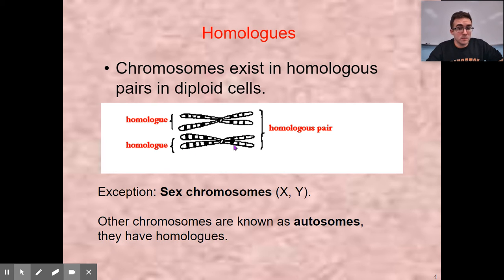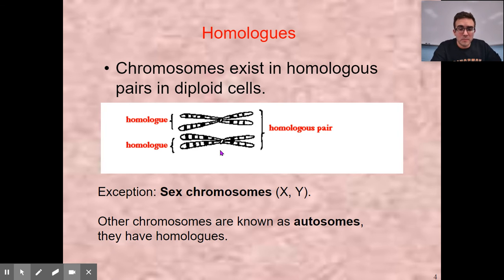This homolog may have blue eye color. This homolog may have brown hair. That's a better example. This homolog may have blonde hair. So the homologous pairs have the same gene, eye color, bone structure, whatever it is. They just have different versions, or different alleles, of that gene. The exception is the sex chromosomes. The X and the Y chromosomes don't exist as a homologous pair. The other chromosomes are known as autosomal chromosomes, and they all have homologs.